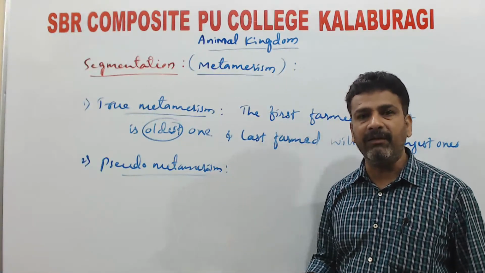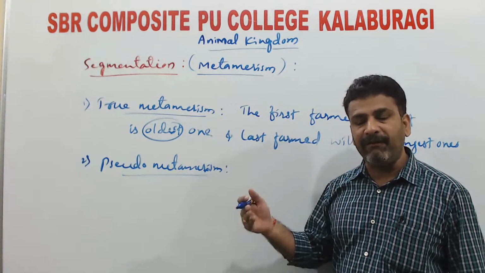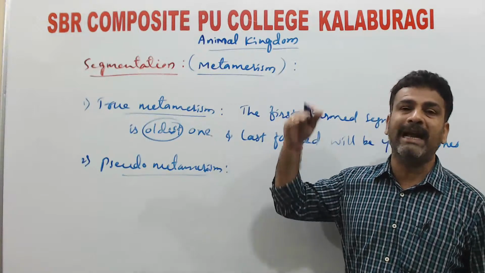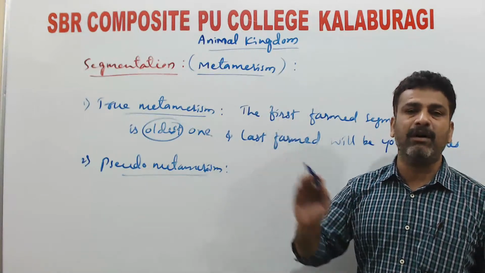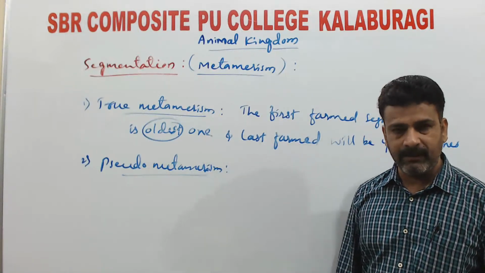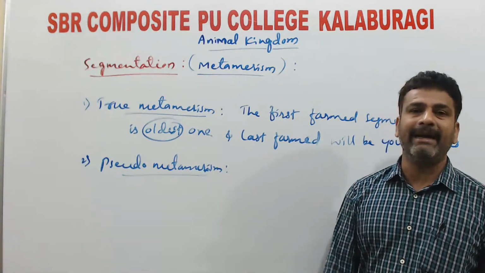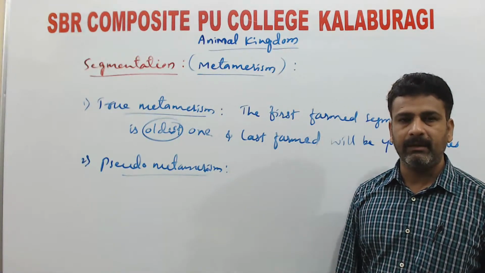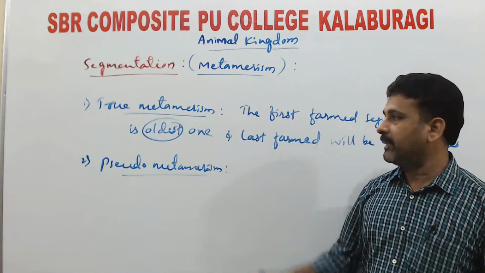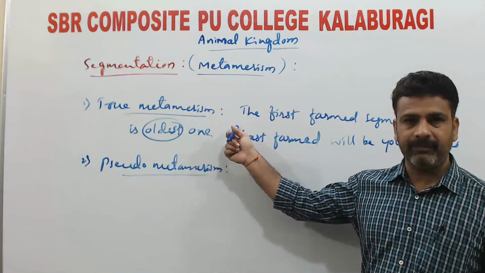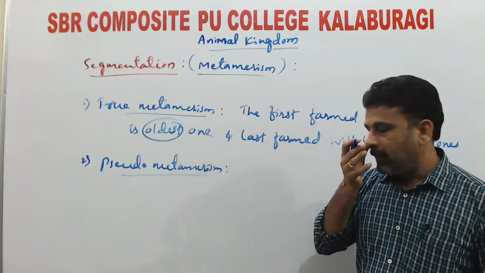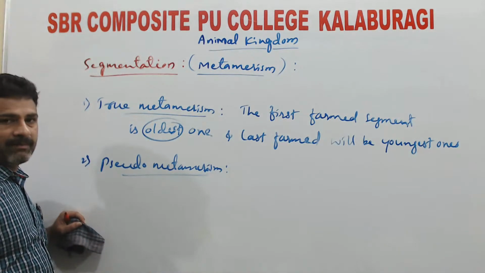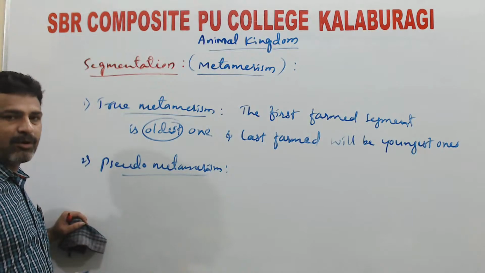But as in case of the annelidans, if you consider the first formed segment in annelidans, it is the oldest one and it is present towards the anterior surface of the body. That helps in formation of the head region, that helps in formation of the head capsule, as in case of arthropoda. That is true metabolism. But even though, we are going to observe the false metabolism, the pseudo metabolism in some group of organisms.